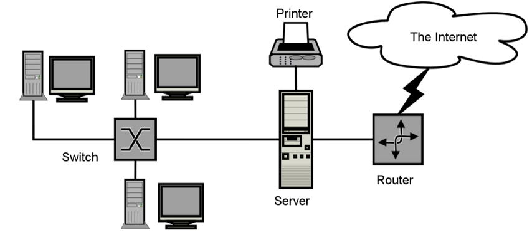A computer network diagram is a schematic depicting the nodes and connections amongst nodes in a computer network or, more generally, any telecommunications network. Computer network diagrams form an important part of network documentation.